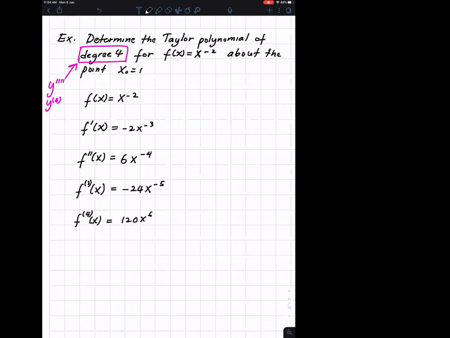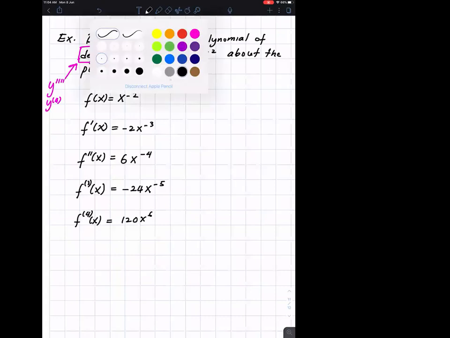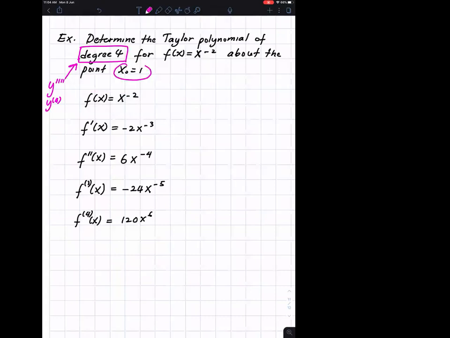Next, you can evaluate all these things about x0. Sorry, about x0. And note again, your x0 is not 0 here. It's a non-zero value. X is not a 0 anymore. It's a non-zero value, okay? In this case, they give you 1.